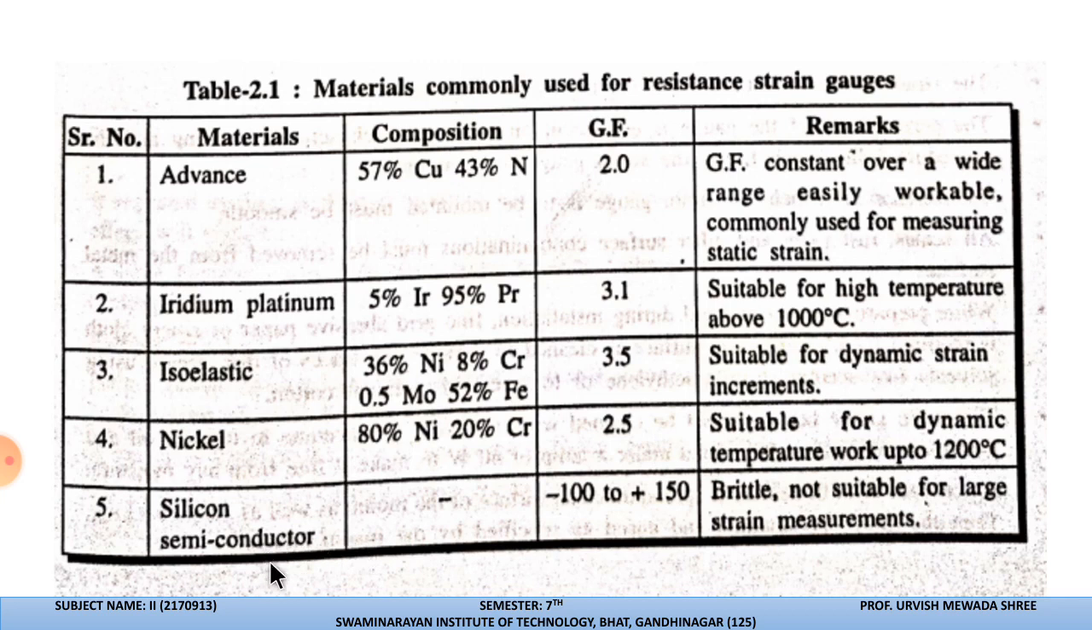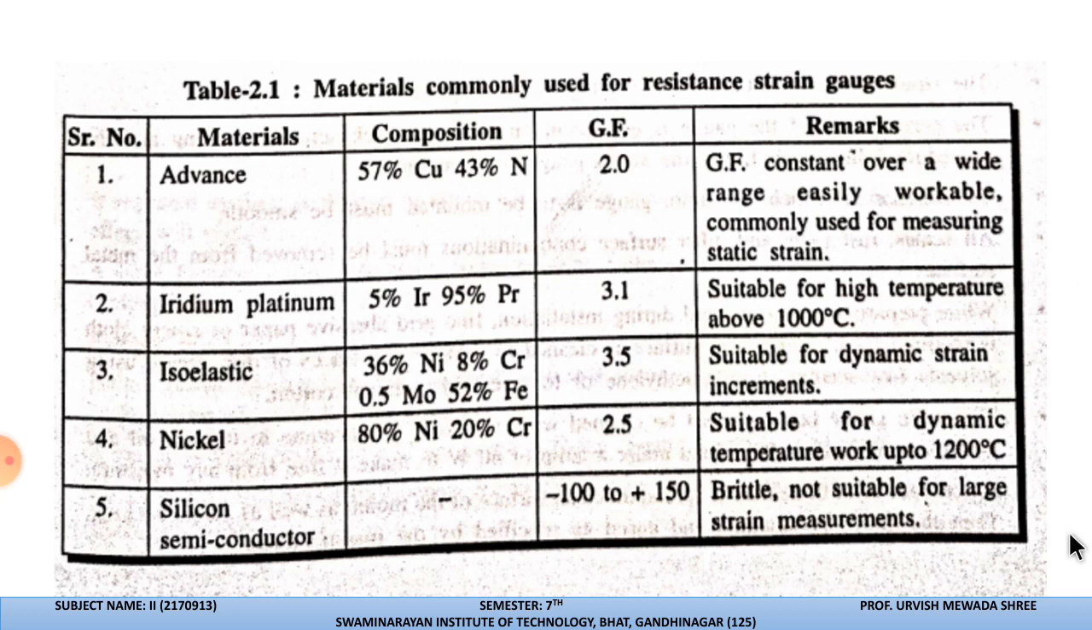And the silicon and semiconducting material, generally we use, it has the gauge factor -100 to 150. So it is brittle and not suitable for large strain measurement. So these are the materials generally we use for the strain gauge. So each material has different properties, and according to our measurement requirement, we can use a strain gauge having a different composition of material as per our requirement.